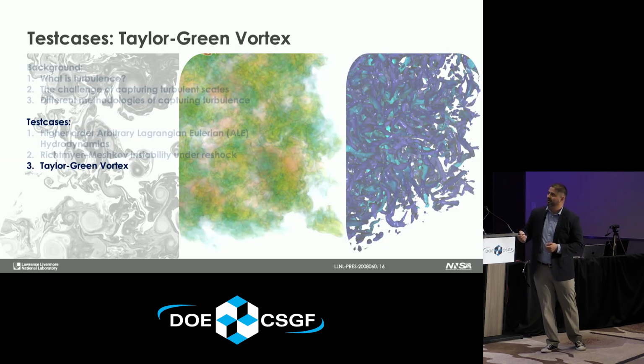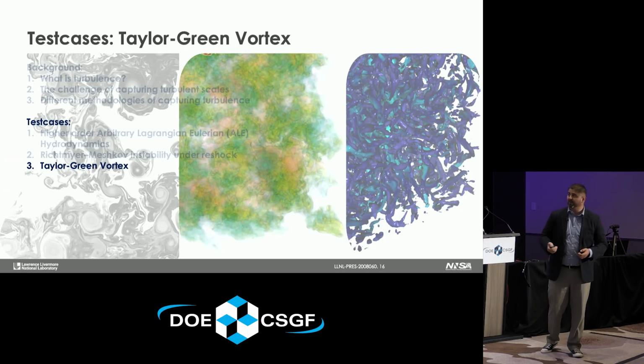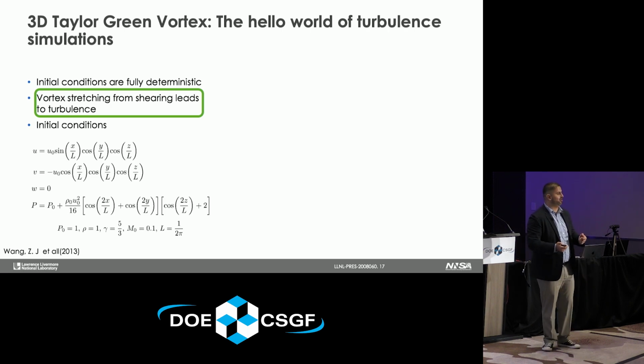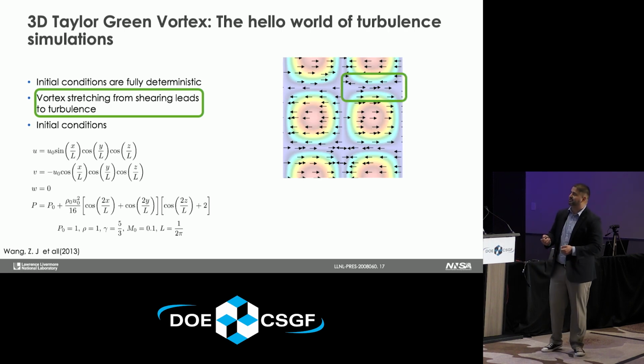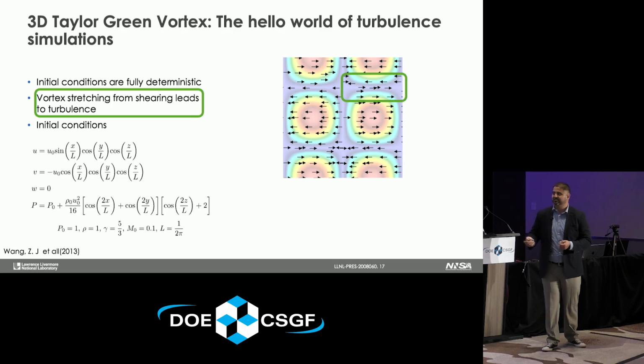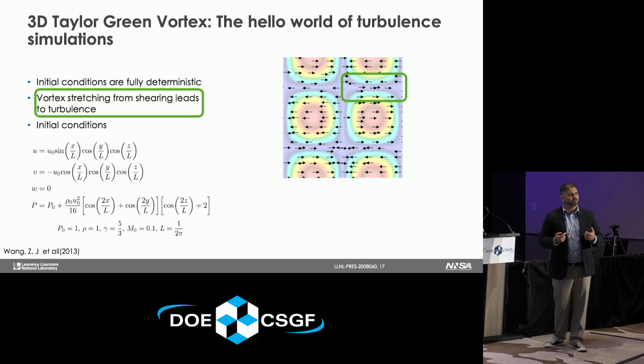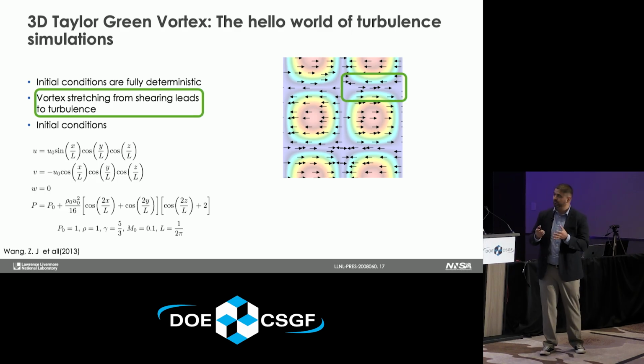Okay. The last test case is the Taylor-Green vortex problem. I call this the hello world of turbulent simulations because the initial conditions are easy to set up. And if you ever pick up a paper that talks about a new numerical algorithm or a code, one of the first test problems they always test is this problem. The reason is that this problem introduces a shearing instability, which induces vortex stretching, and the problem will then transition to turbulence as a result.